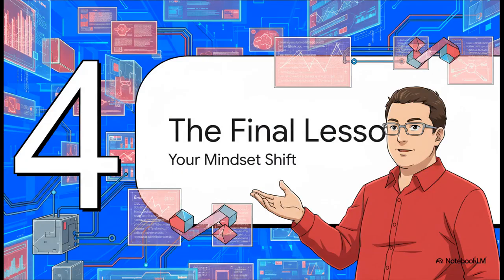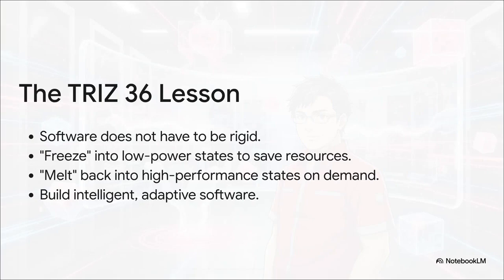Okay, let's wrap this up with the innovator's final lesson, because what we've been talking about, it's not just a coding trick. It's a whole new way to think about how we build, well, pretty much any system. So here's the big lesson from TRIZ 36. Number 1, your software doesn't have to be rigid. We can actually design systems to freeze into a low-power state to save resources. And then, this is the magic part, we design them to instantly melt back to full power the second they're needed. That's how you build truly smart, adaptive software.